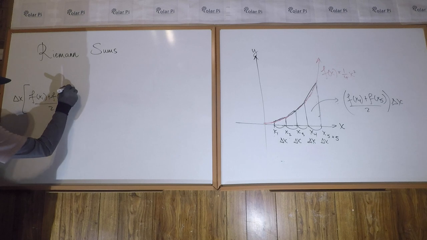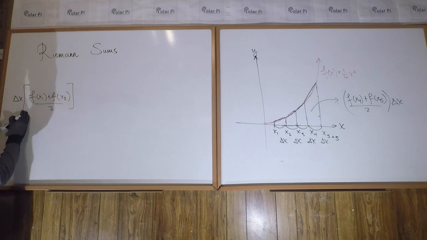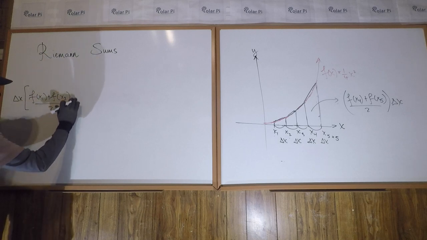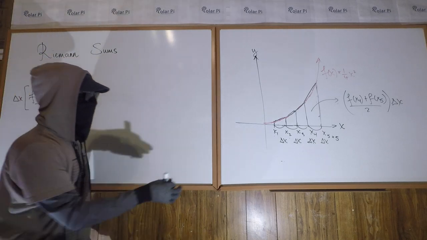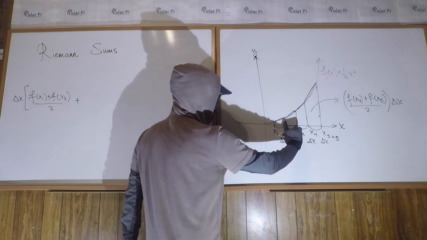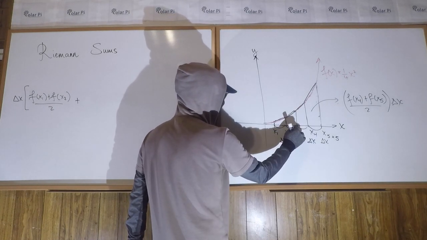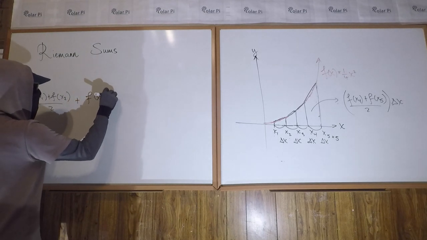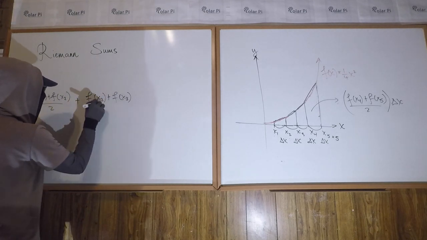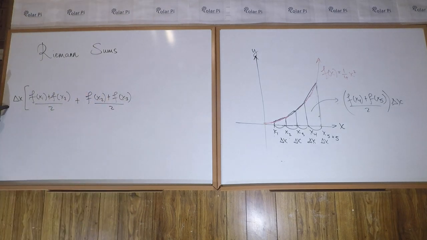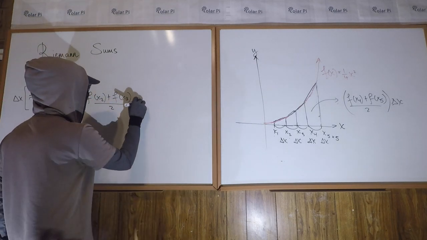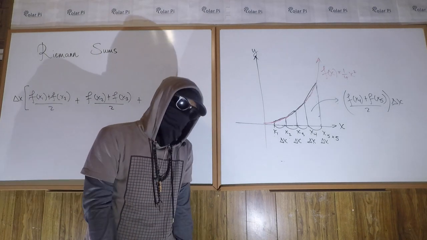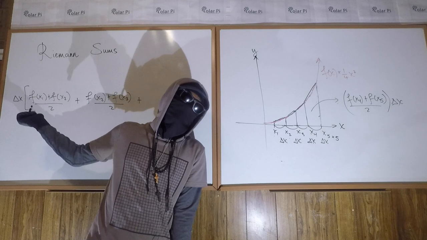Okay, and then I'm going to add to this, well, we factored out the delta x, so my bad. The next trapezoid is going to be f of x2 plus f of x3 divided by 2 times delta x. I factored it out, remember? Plus, next is going to be f of x3 plus f of x4 divided by 2 times delta x. Delta x is all the way out there.